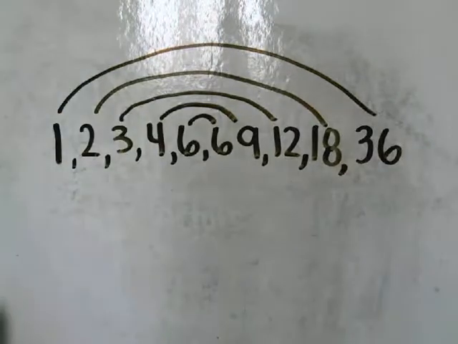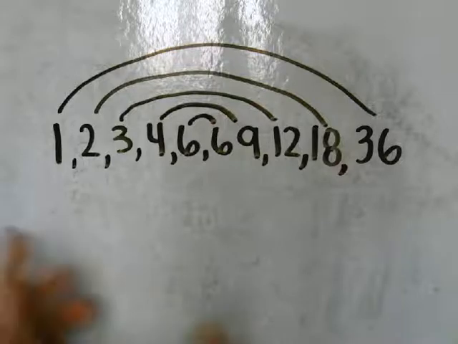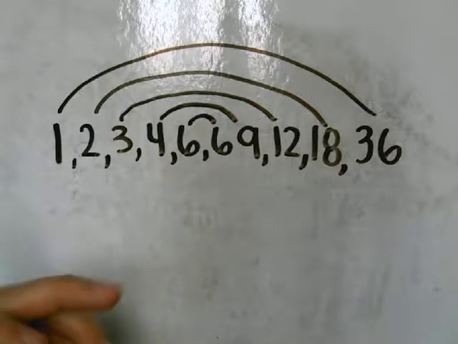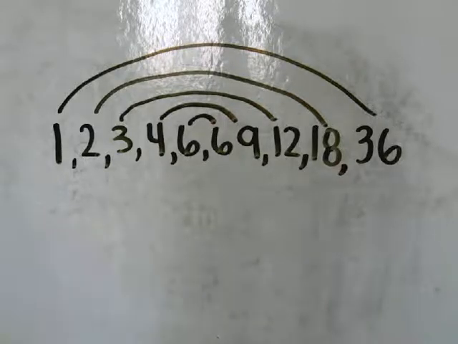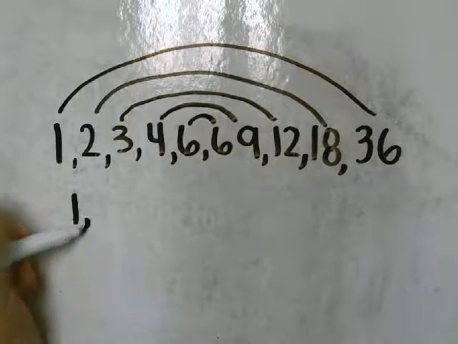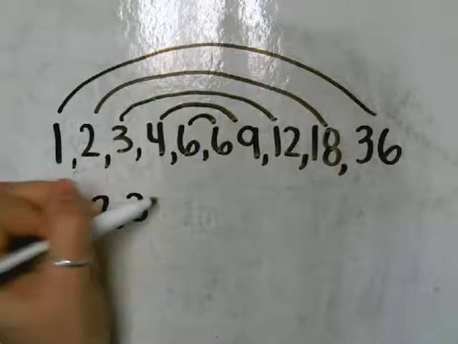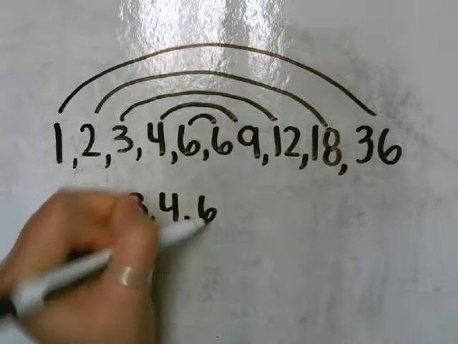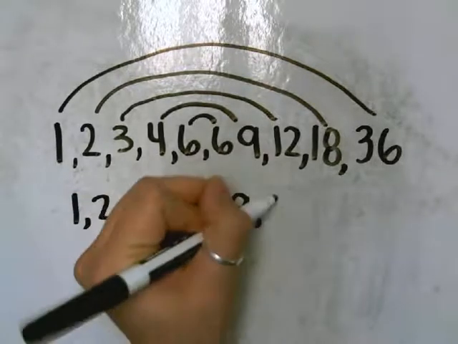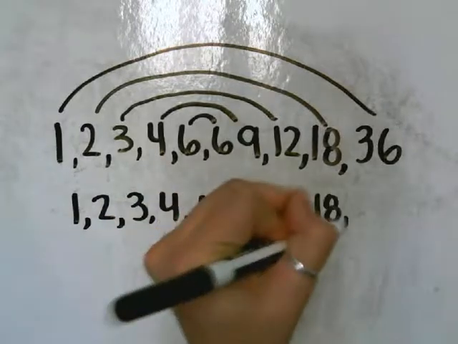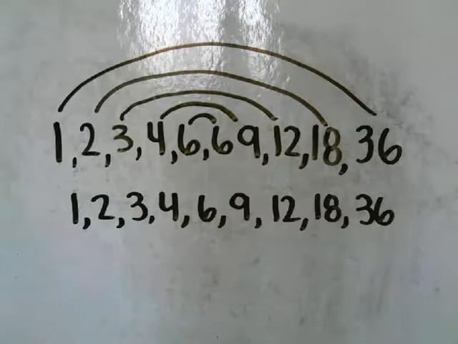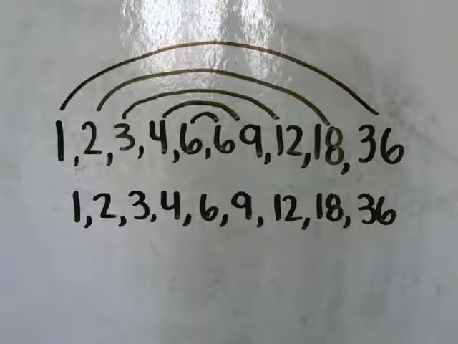Notice that the numbers are getting closer and closer, and when they meet, that is when you stop. And this is just another way to write factors. So the factors of 36 are 1, 2, 3, 4, 6, 9, 12, 18, and 36. So 36 has a lot of factors.